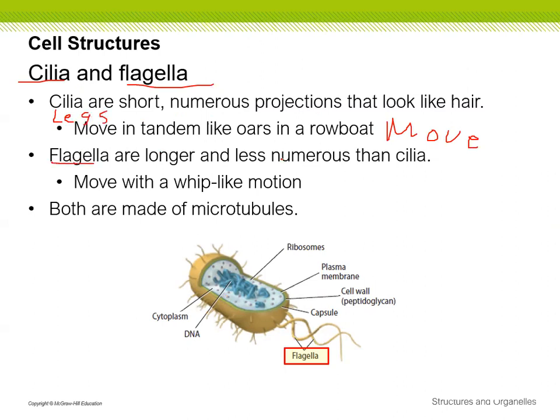Flagella are longer and less numerous than cilia, but they move in a whip-like motion. The flagella are the tails. They give it like a propeller. The cilia are like the things that help you steer, if that makes sense. And they're both made of microtubules. So their goal is movement.